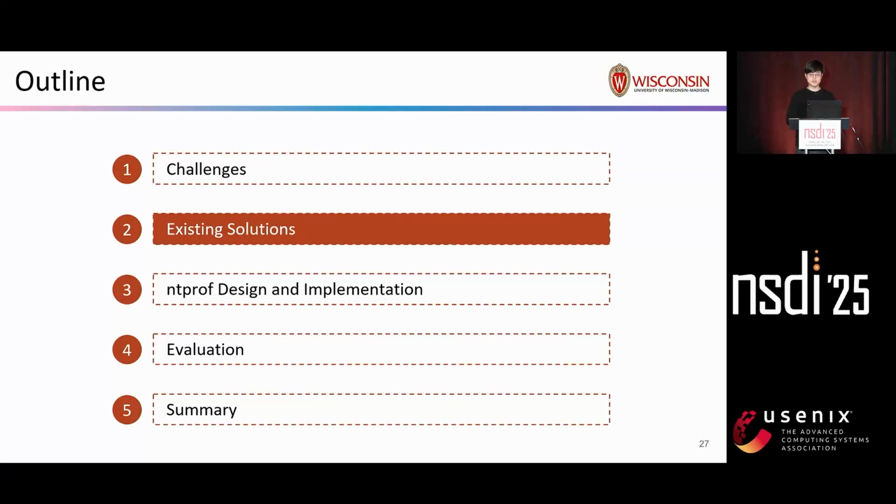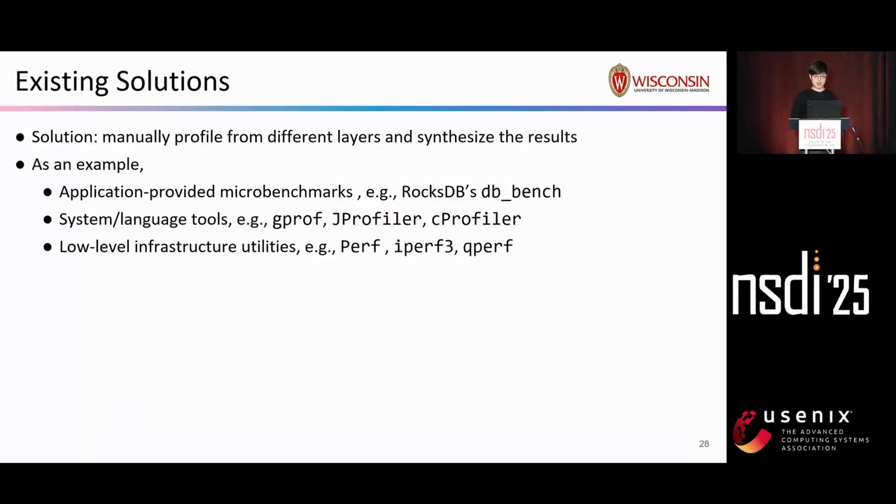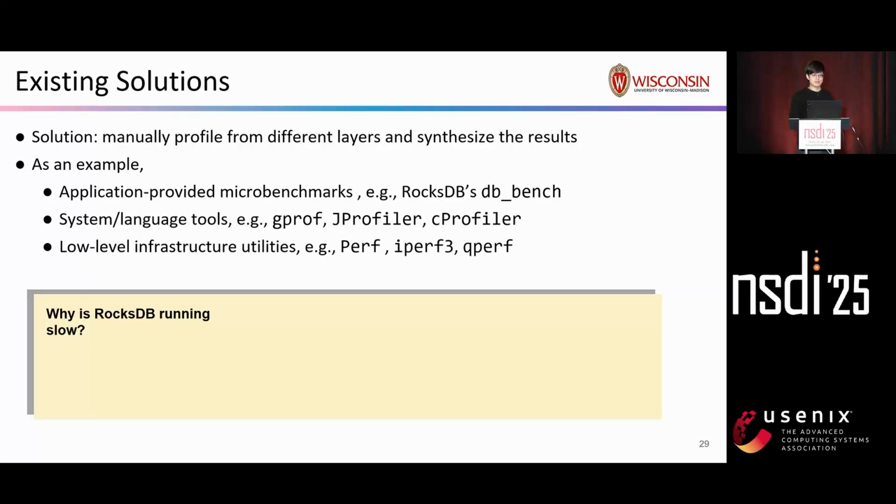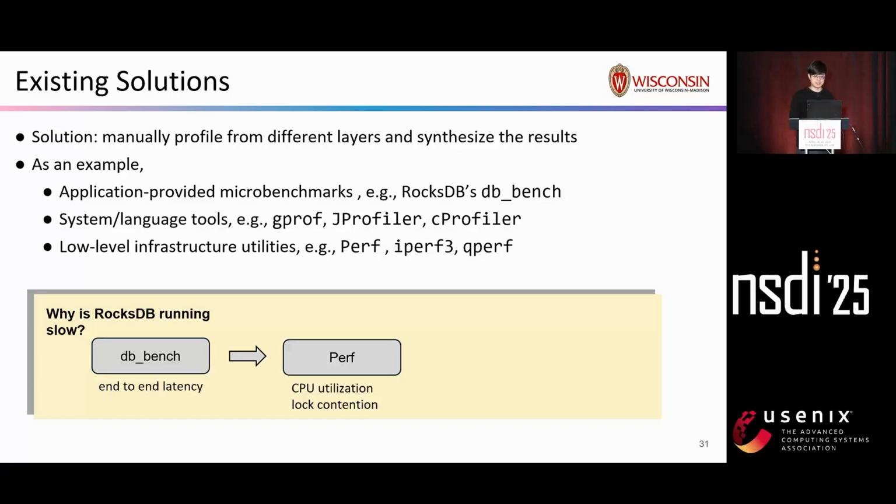So how can we use existing solutions to understand and profile the protocol? Typically, people have to manually profile from multiple layers and then synthesize the results. For example, for a database developer, what if they find the database running slow? What can they do? They may first turn to tools like DBbench, which will show the end-to-end latency and throughput. But it's not detailed enough.